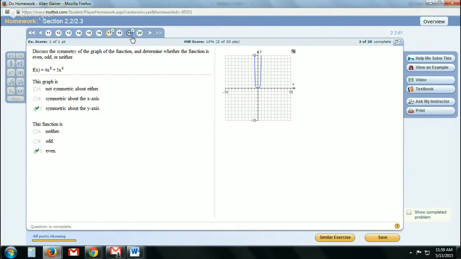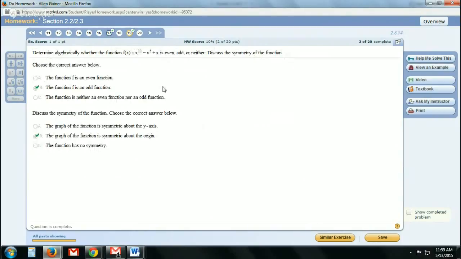How about another? When we look at this one, we are told the equation. It says x to the 11th minus x to the 5th. Those are odd exponents. Do I have a constant value there? I don't. All odd exponents makes an odd function. Since it's an odd function, O for odd and O for origin, the O's go together. Odd functions have origin symmetry.